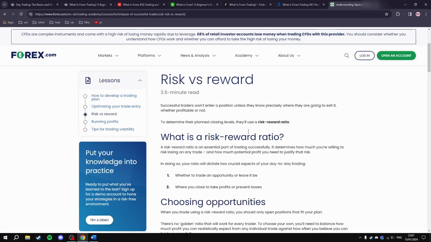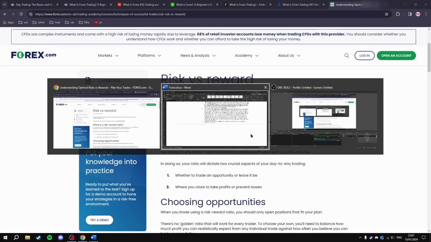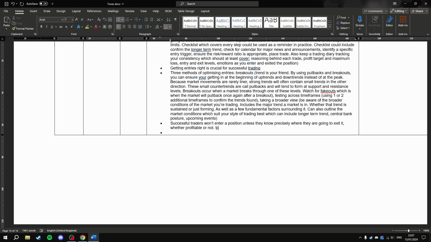Determine their planned closing levels. They'll use a risk to reward ratio. This is determined using a risk reward ratio.